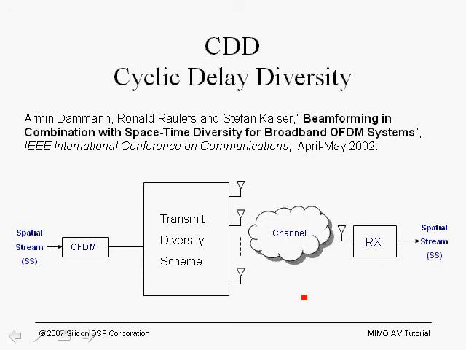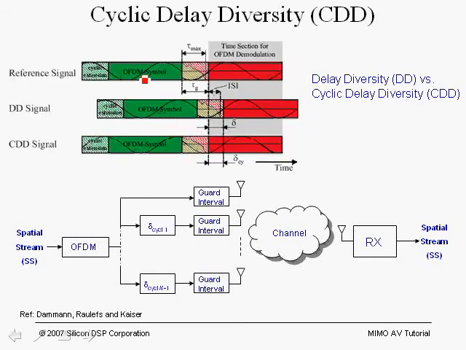It will be desirable to actually transmit the packet preamble over all transmit antennas and exploit the fact that we can achieve transmit diversity without breaking the legacy packet detection scheme of 802.11a, and that's what CDD brings to the table, and that's why it is used in the 802.11n draft standard. A great reference for CDD is Dammann's paper et al., Beamforming in combination with space-time diversity for broadband OFDM systems. And here we have a nice diagram that they have.